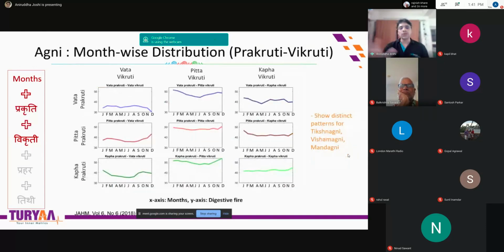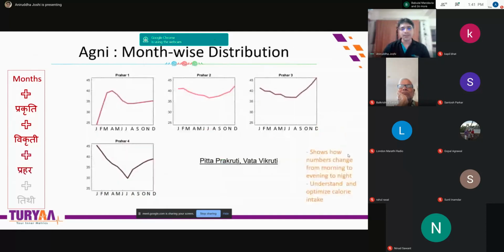When we say Prakruti Vikruti combination, the numbers are not as per the previous plot, but those numbers are slightly different when we actually look deeper. So it's a Prakruti plus Vikruti combination where Mandagni, Tikshnagni, and such patterns emerge. So your numbers are different.